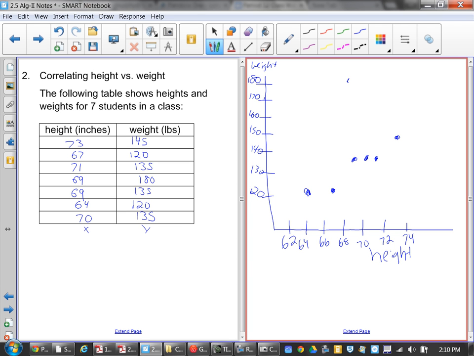Would it do the opposite if people got lighter as they get taller, right? It would be the opposite of this. Yes. As you look at this one, do you see how it comes in the idea of being a positive correlation, where things are increasing with height?